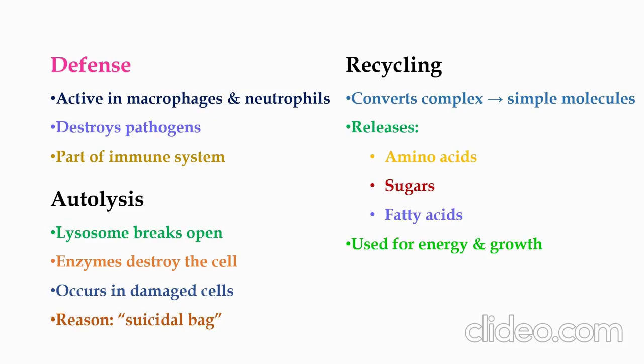Then recycling of materials. After digestion, the simple substances like amino acids, fatty acids and sugars are transported into the cytoplasm. These substances are reused by the cell for energy production, repair and synthesis of new molecules. In this way, lysosomes act as the recycling center of the cell, ensuring that useful materials are not wasted.